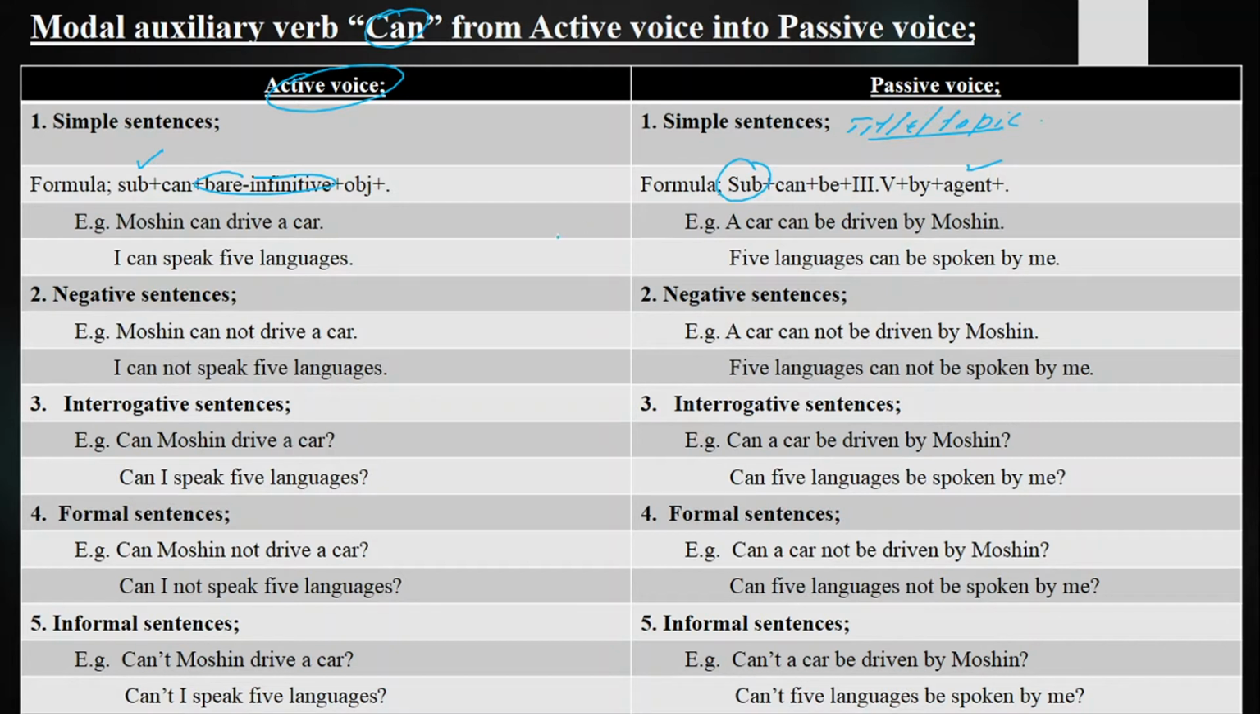So after modal auxiliary verbs, keep in your mind we always use the bare infinitives. Now, what are bare infinitives? Only the first form, and after modal auxiliary verbs we will be using them. Like subject can plus bare infinitive, object, full stop.